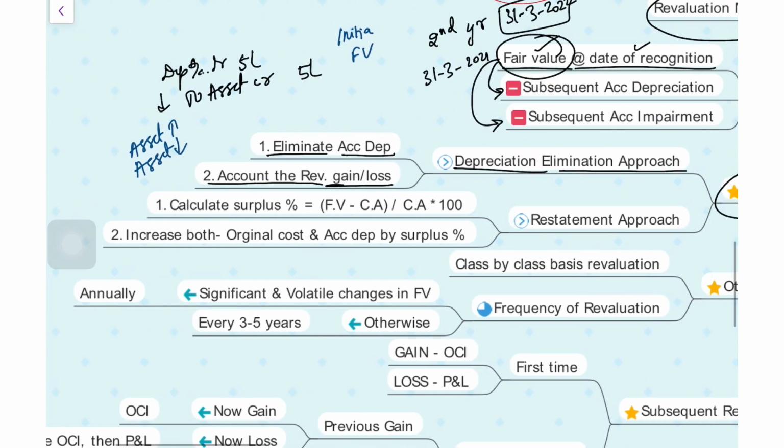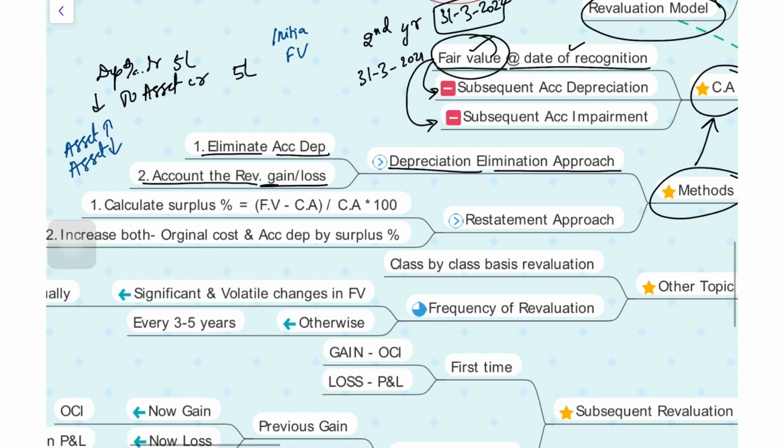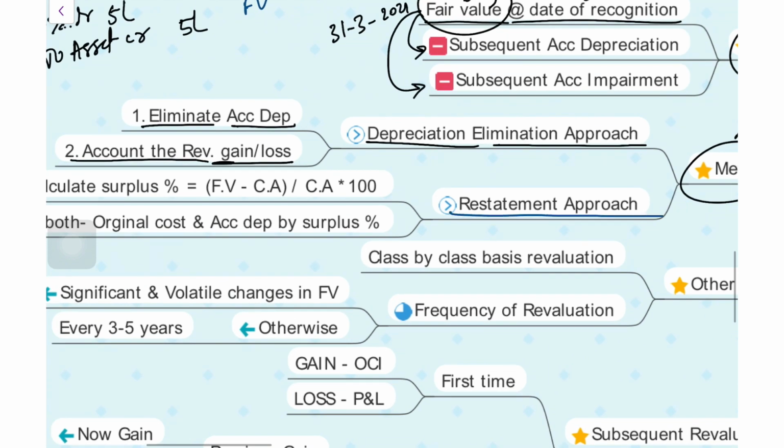Next we are going to talk about the second approach. Here, how are you going to account for the revaluation gain or loss?